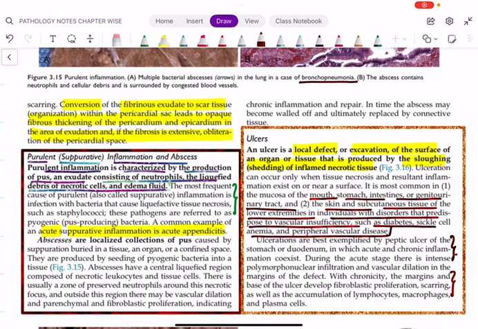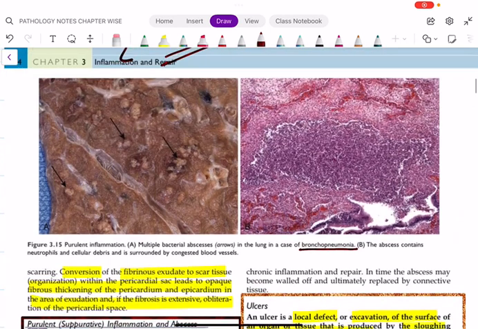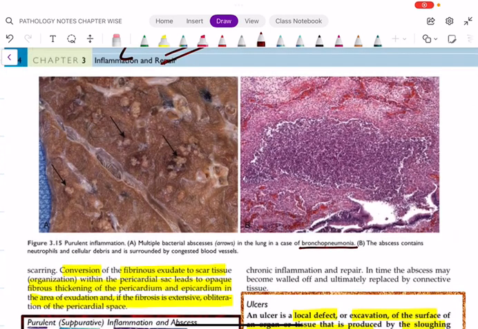Suppose if this pus gets collected at a particular area, so you can see here, this is the cut section of the lungs in case of bronchopneumonia. Okay, you can see some yellowish collections of pus. So this is nothing else but called purulent or suppurative. Suppurative means pus. Purulent means pus. That means it is as a result of an infectious etiology. Okay, yes. And in histopathology, you can see this. What is this?